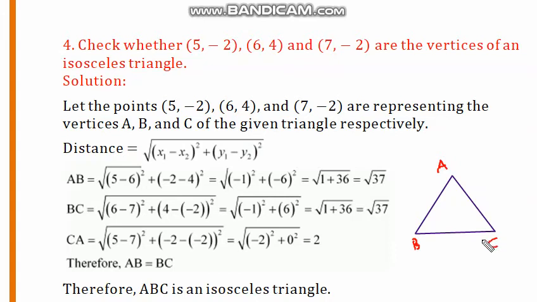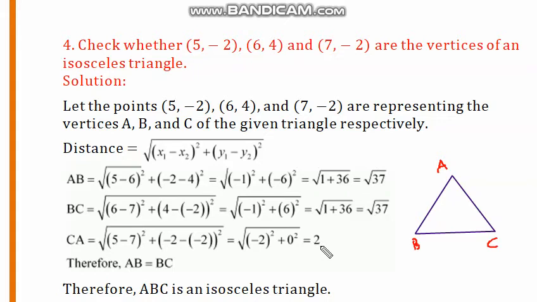Next we need to find out the distance between the points B and C. So the distance is square root of 37. Next we need to find out the distance CA. So finally we get 2.